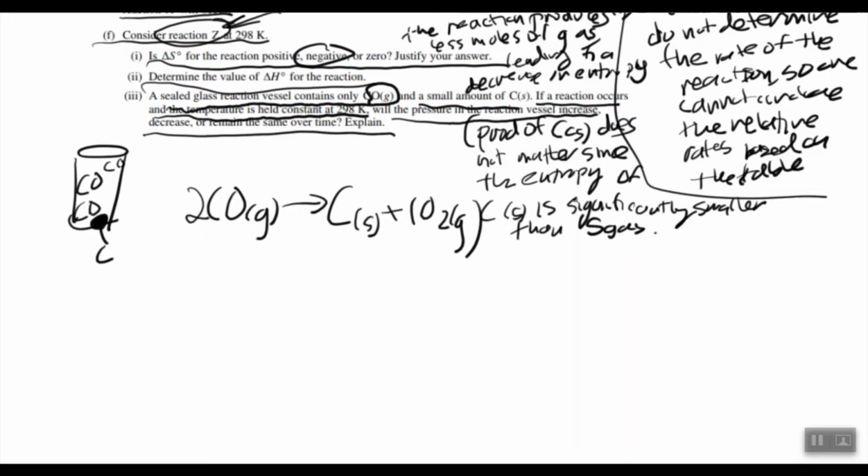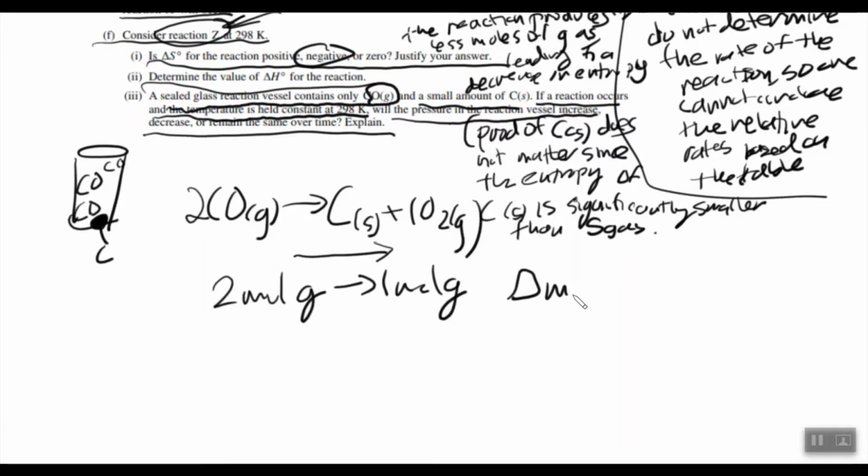So this reaction is happening. Will the pressure decrease, increase, or remain the same? Well, we're actually decreasing the amount of gas because we're going from 2 moles of gas to 1 mole of gas. And the change in the moles of gas, let's write moles of gas as Ng, is -1 moles per mole of reaction in this equation.